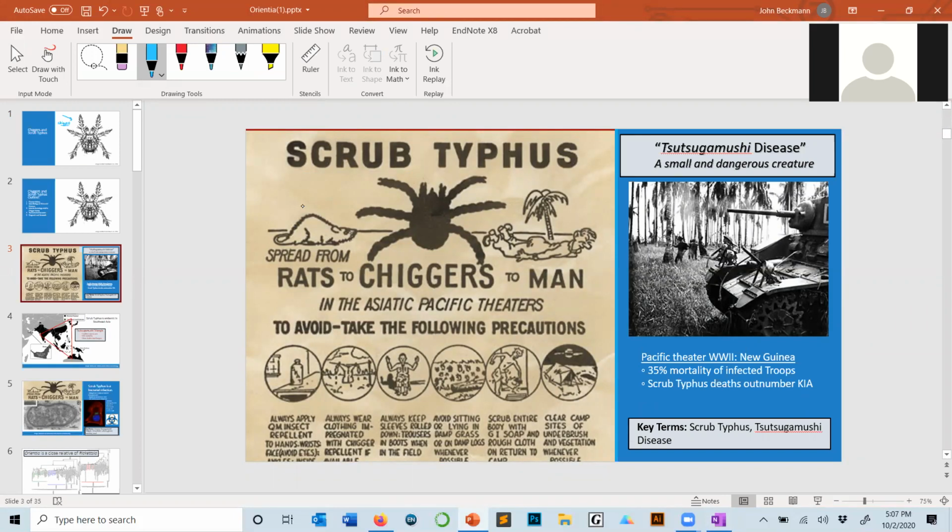There are some interesting facts. In the Pacific Theater, there was 35% mortality of infected troops. So if you were a troop fighting in World War II in the Pacific Theater and you got this disease, 35% of those people died.